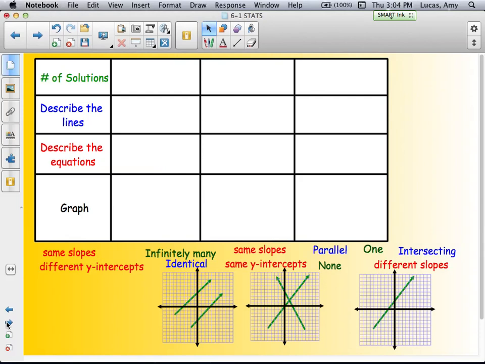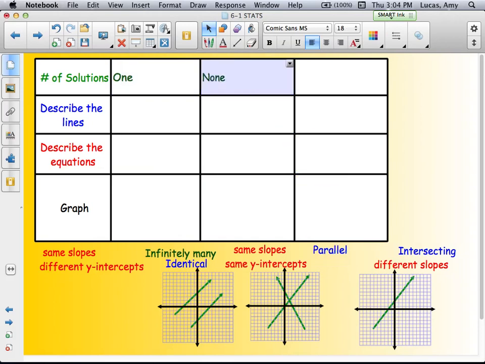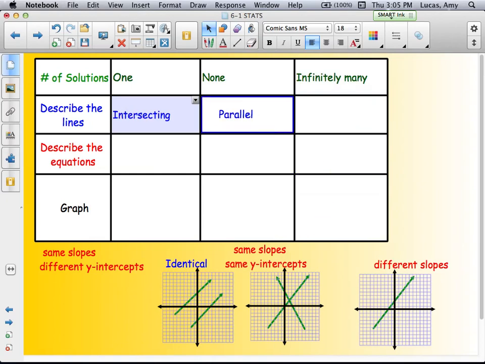On this next slide in class, we would have students come up and click and drag. They're color-coded. The number of solutions could be 1, could be none, or could be infinitely many. When there is one solution, we found that those lines were intersecting. When there's no solution, they're parallel. And when there's infinitely many solutions, the lines are actually identical.